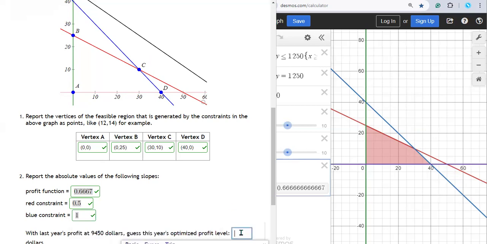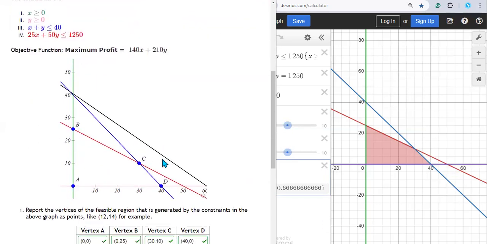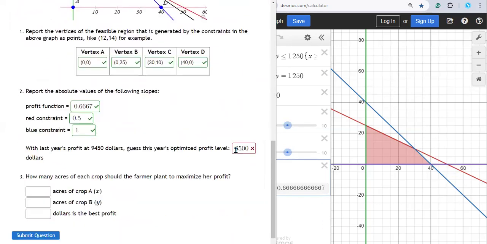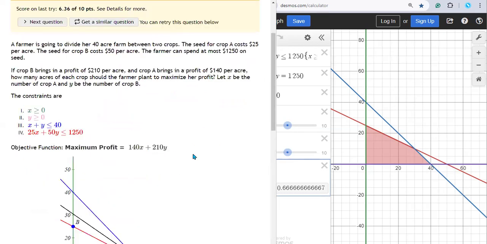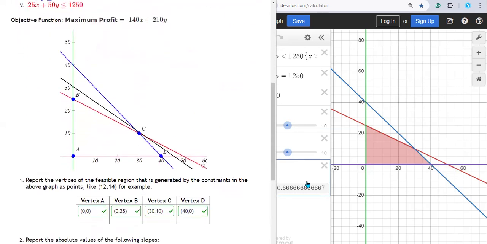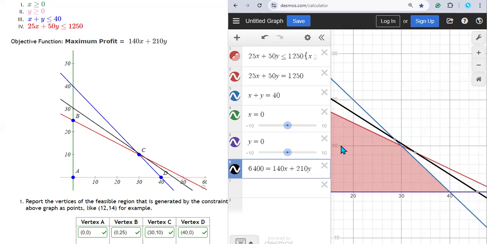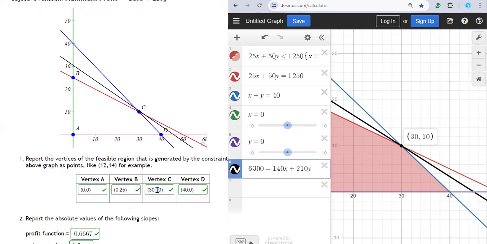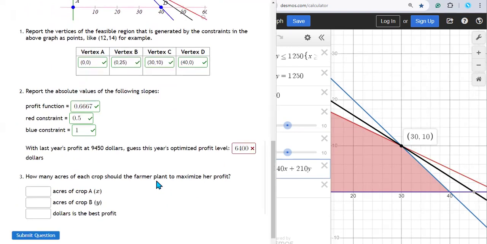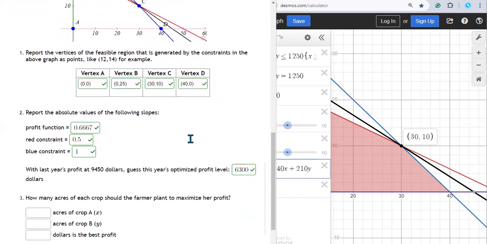So if I lower my profit level here to 8,500, notice that my profit function is coming down. We'll back it down to 6,400. 6,400 is getting close. So let's try 6,250, 6,350, 6,300. Looks like 6,300. 30, 10 is our optimal solution, right? That's vertex C. So it looks like 6,300 here. It is 6,300. Now let's just verify.